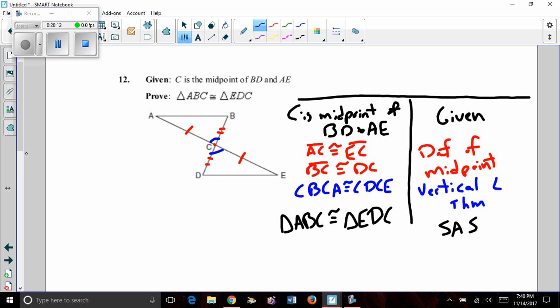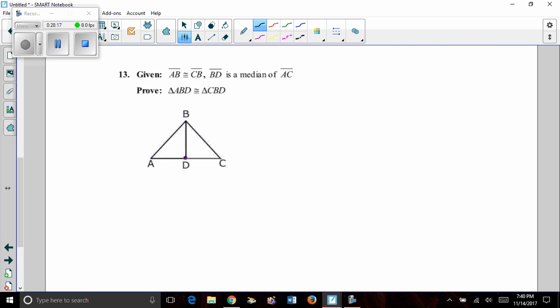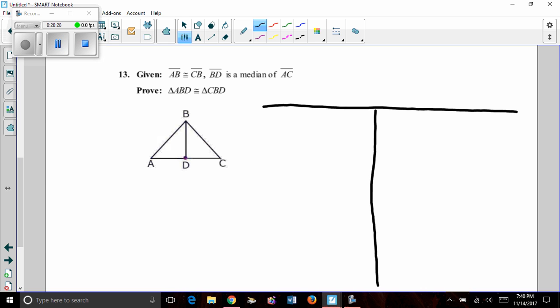All right, just one more. I know this video is getting kind of long, but I wanted to make sure I covered as much as possible. All right, let's make our chart and see what we have. We got two given statements. AB is congruent to CB, and BD is median of AC. Now that's something we haven't seen yet.